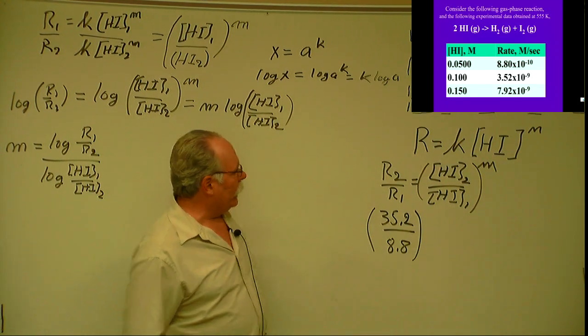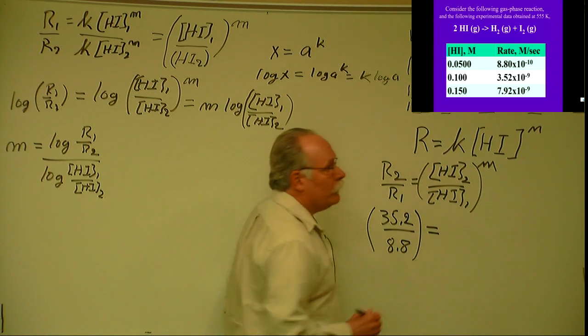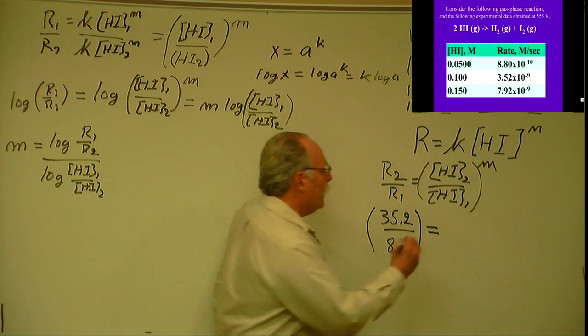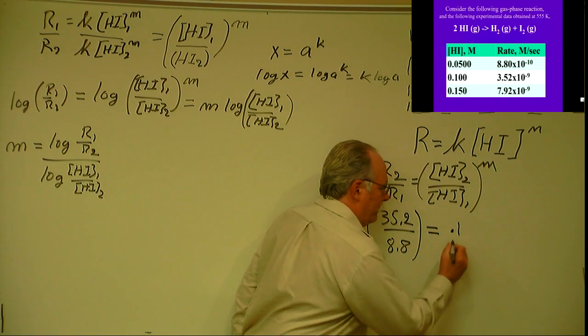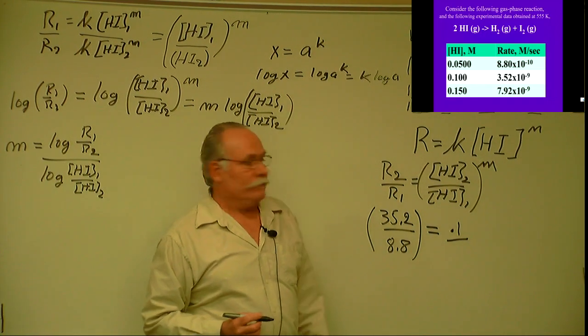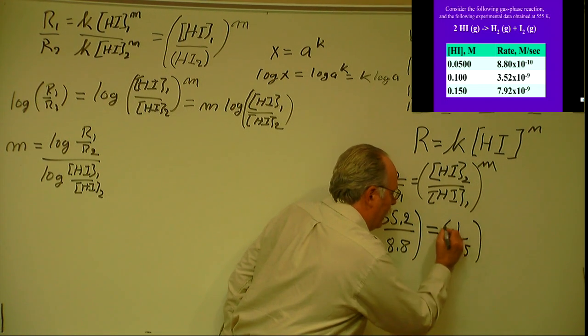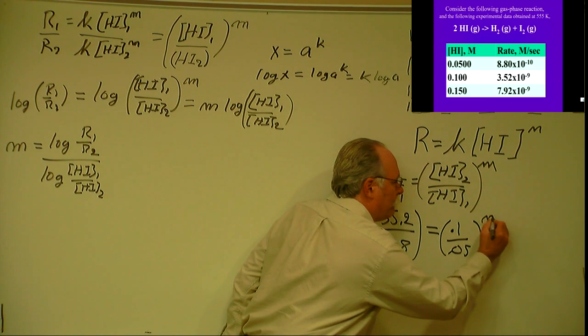The ratio doesn't change. This is equal to, now what was my initial concentration for state 2? It was equal to 0.1. What was my initial concentration for state 1? It was equal to 0.05. Now, and this is all to the power of m.